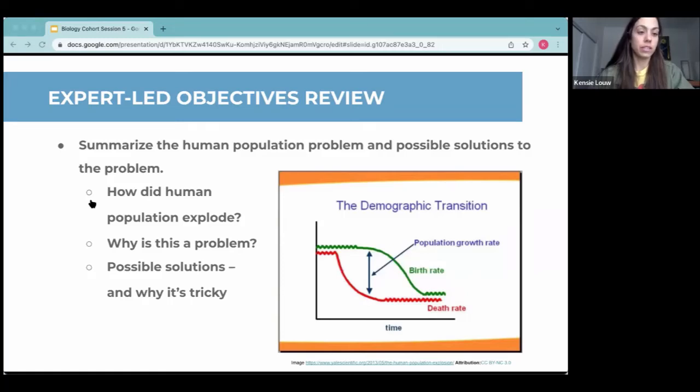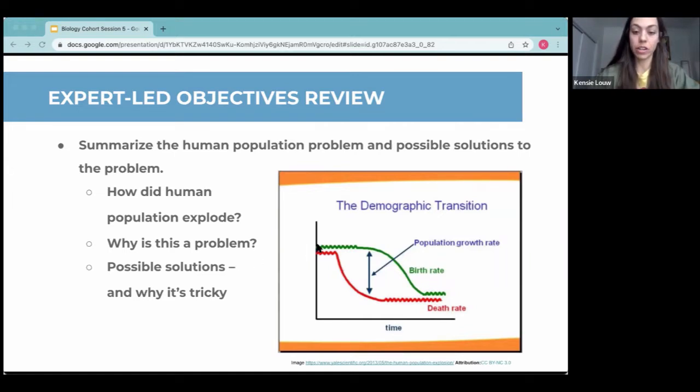This objective is to summarize the human population problem and possible solutions to the problem. So first we'll talk about what the human population problem is and how human population exploded. And we'll talk about why it's a problem. And then we'll discuss some possible solutions and why it's a tricky question.